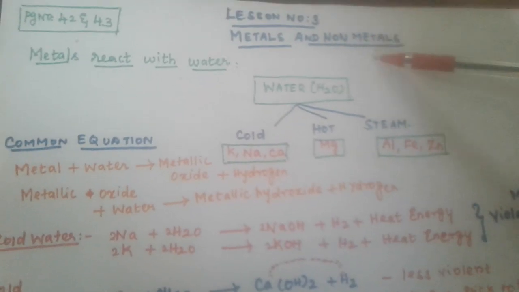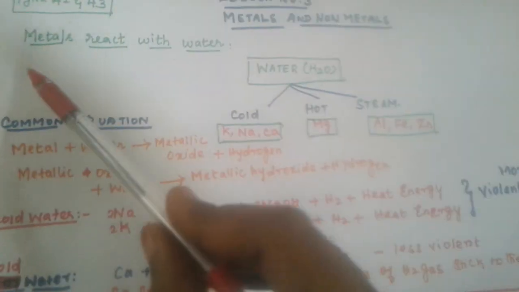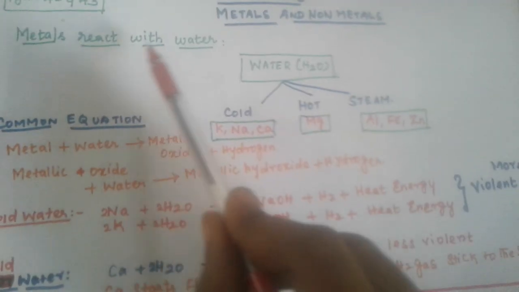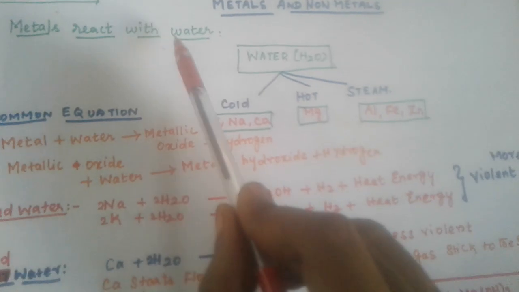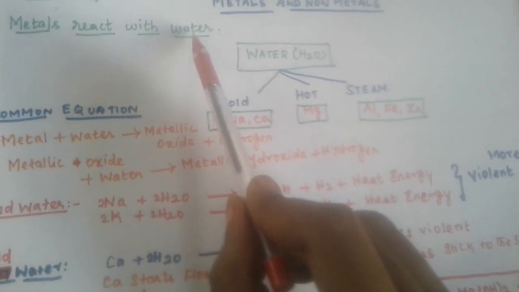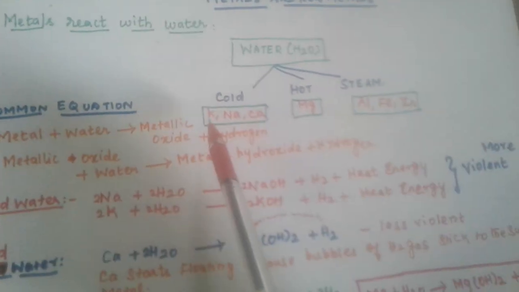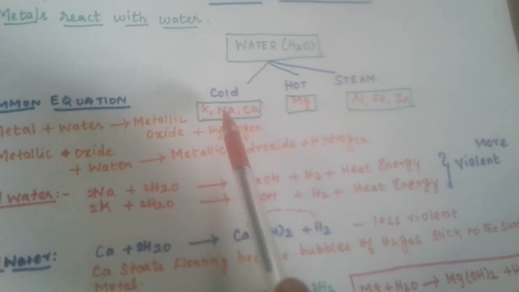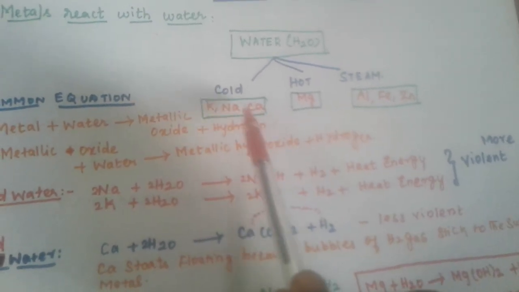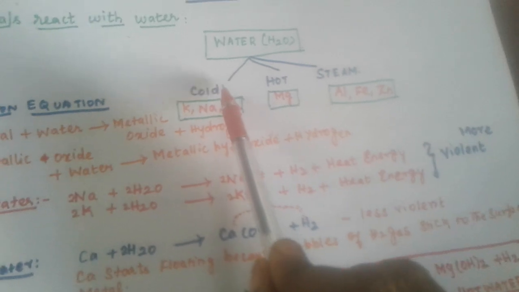Now we have to see lesson number 3, metals and non-metals. Another chemical property of metals: they react with water. What is the formula of water, children? H2O. Okay, here potassium K, sodium Na, calcium Ca. These are all metals that react with cold water.